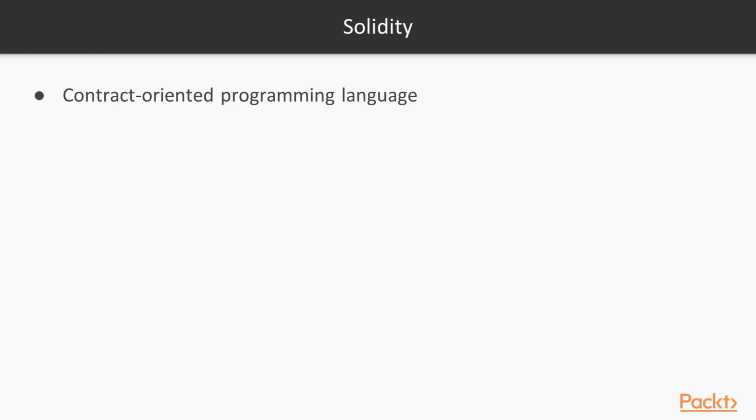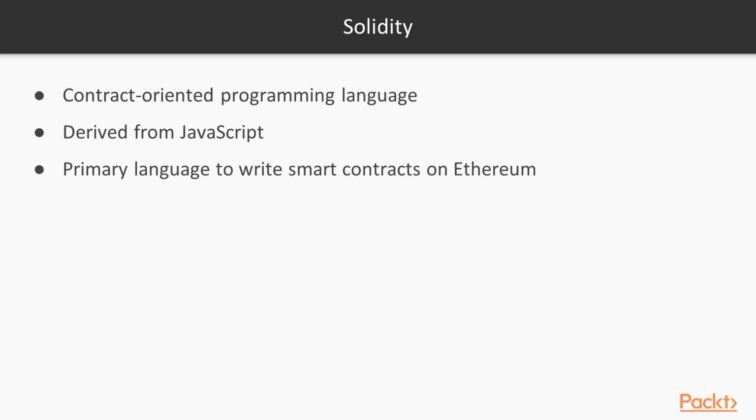In Solidity, we have contracts. We create contracts, we use the interfaces, enum and more. Solidity is derived from JavaScript language. So if any of you are familiar with JavaScript, then it is quite easy to learn Solidity. The function syntaxes, how to create a contract, they all are the same. It is the primary language to write smart contracts on Ethereum.